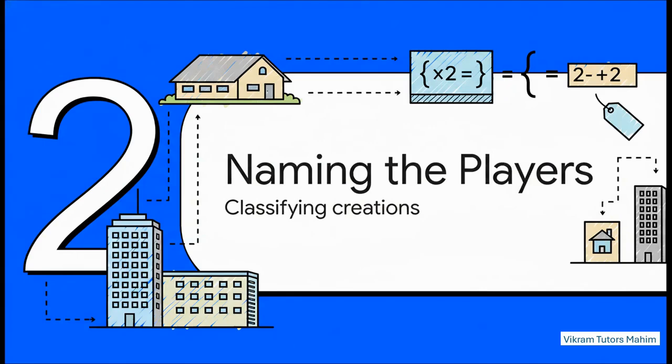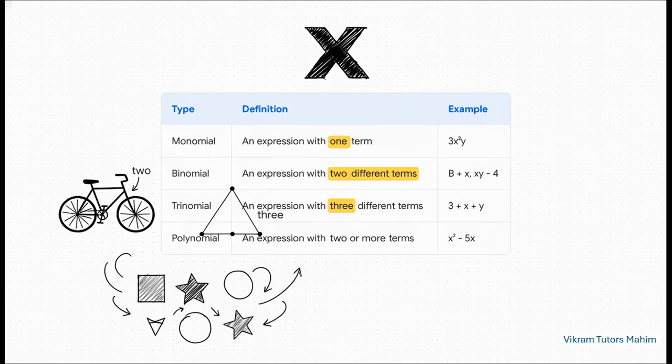All right, so we can build these expressions now. The next logical step, we need to learn what to call them. I mean, an architect knows the difference between a tiny little bungalow and a massive skyscraper, right? We need to do the same for our algebraic creations. So, how do we name them? It's actually super simple. It all just comes down to counting the terms.